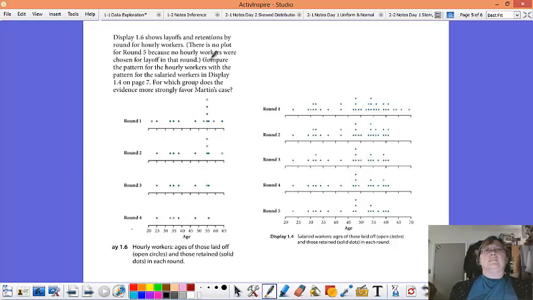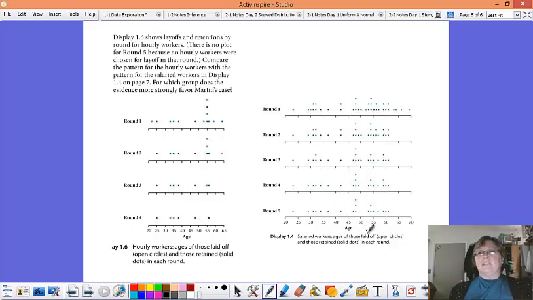And what it says is, compare these patterns that you see for layoffs and retentions. And by the way, the open circles were laid off. The retained employees are the solid dots. And by the end of this, there were only 4 hourly employees left in the engineering department. What we want to do is compare that with these dot plots, which show the same information for the salaried employees. We've only been focusing on part of the picture here.